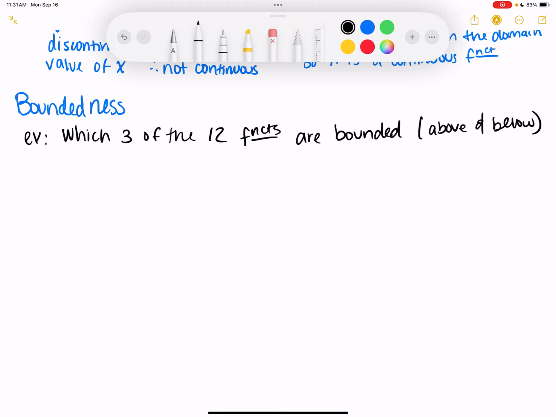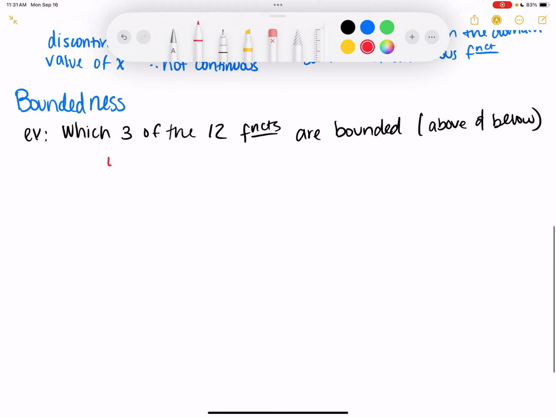Two of them are relatively obvious. The other one you may not recognize. Square root of x, that one would only be bounded below. I'm looking for bounded top and bottom. Logistic. Yep.